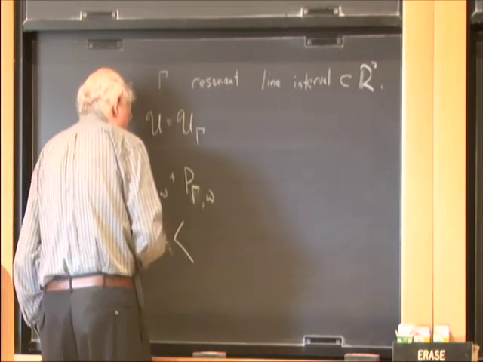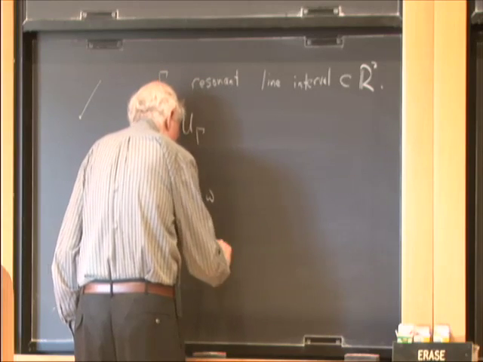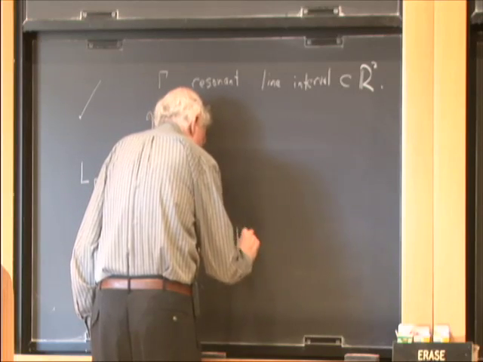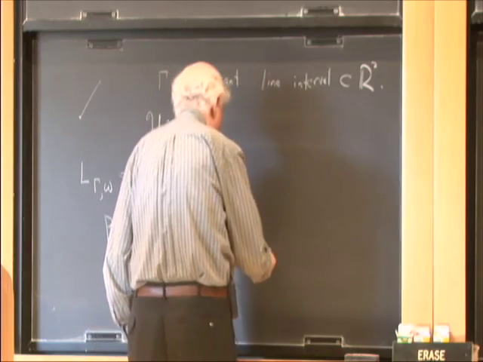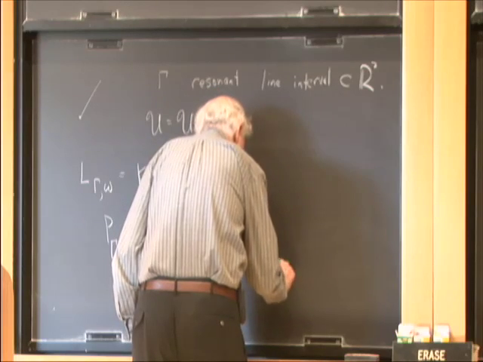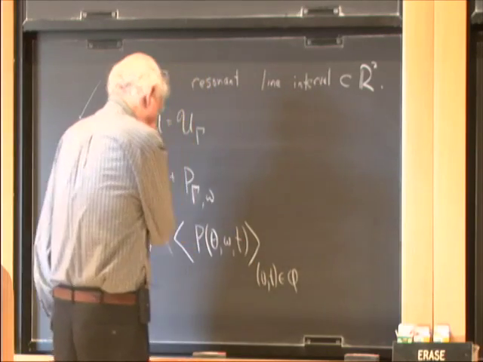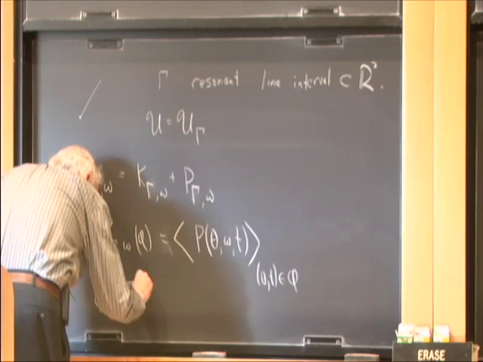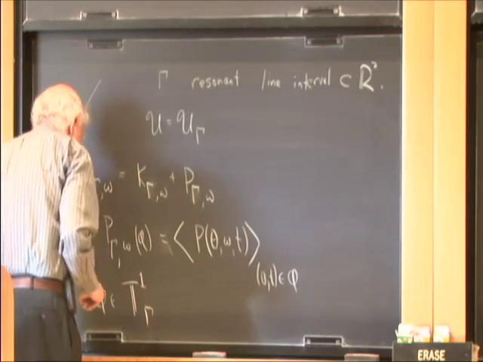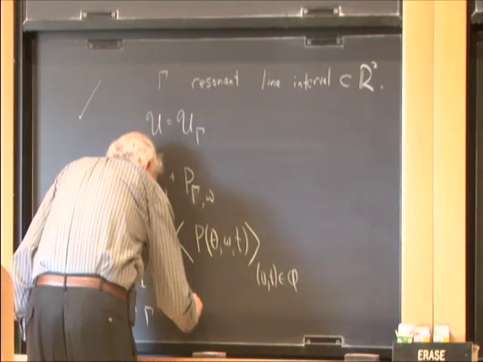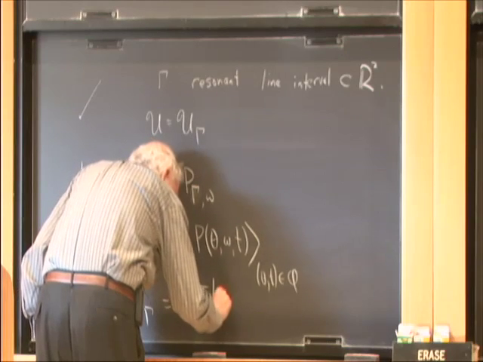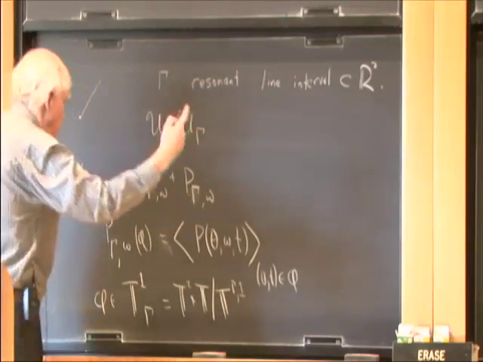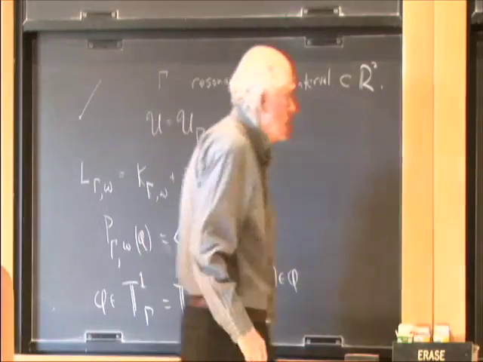is the average of P theta omega t for theta t contained in phi. Okay, so you remember the phi is contained in what I call T1 gamma, which is T2 cross T mod T gamma 1. So phi is a coset of this subgroup, and you average over that and so on.